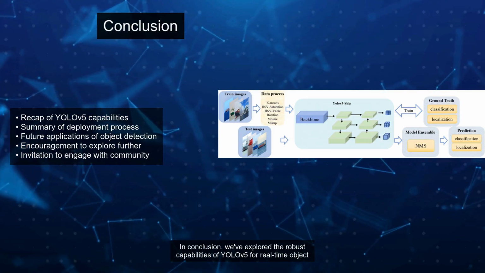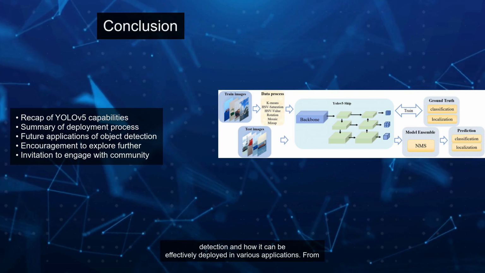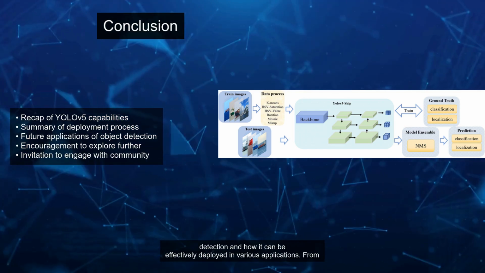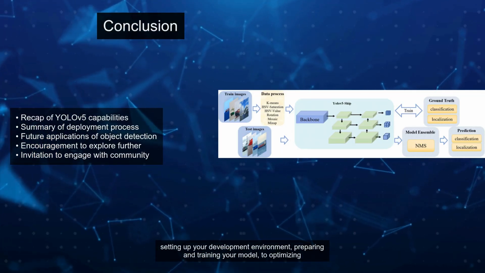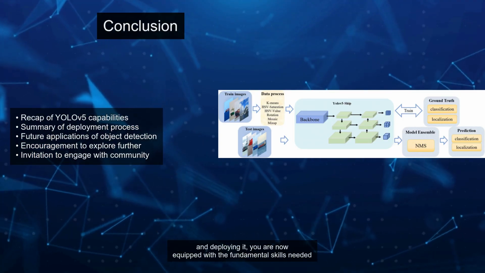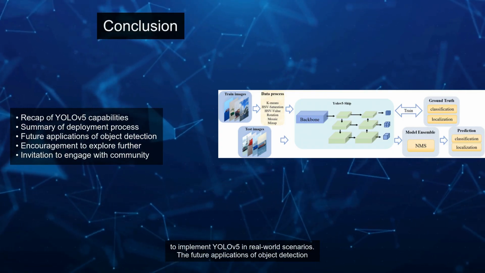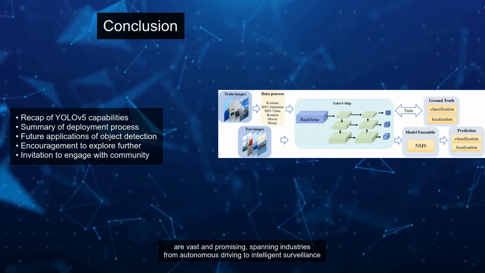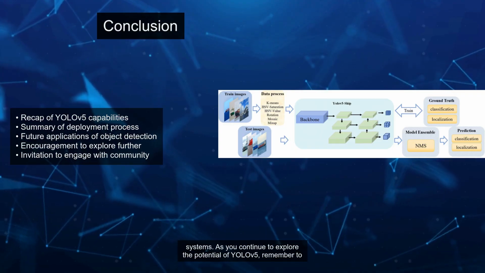In conclusion, we've explored the robust capabilities of YOLOv5 for real-time object detection and how it can be effectively deployed in various applications. From setting up your development environment, preparing and training your model, to optimizing it and deploying it, you are now equipped with the fundamental skills needed to implement YOLOv5 in real-world scenarios. The future applications of object detection are vast and promising, spanning industries from autonomous driving to intelligent surveillance systems.